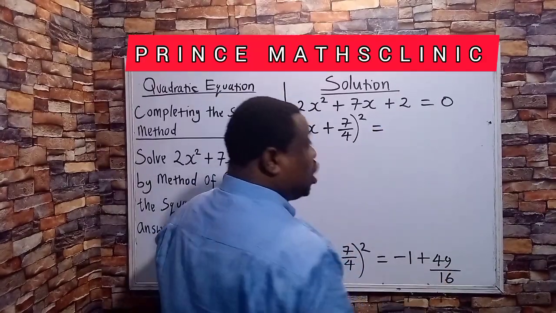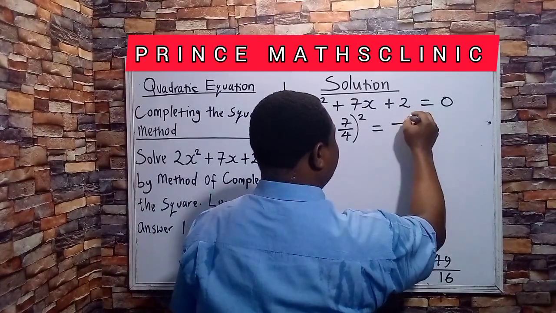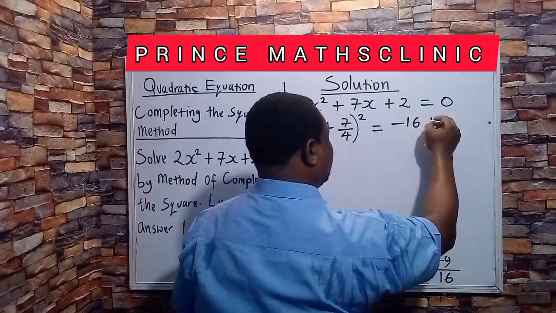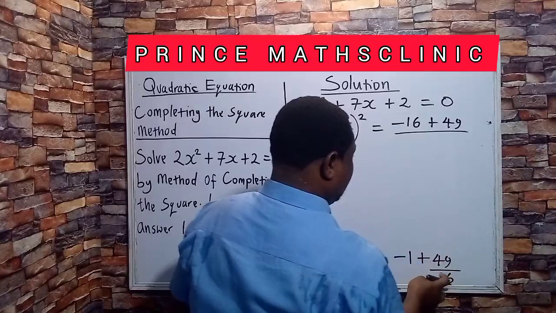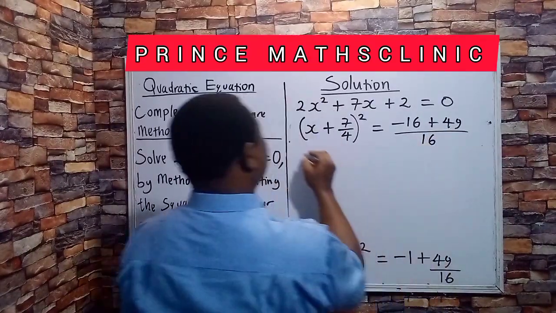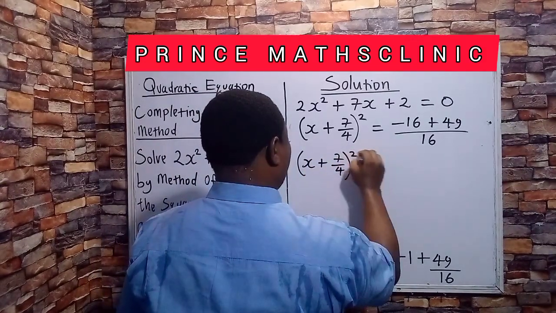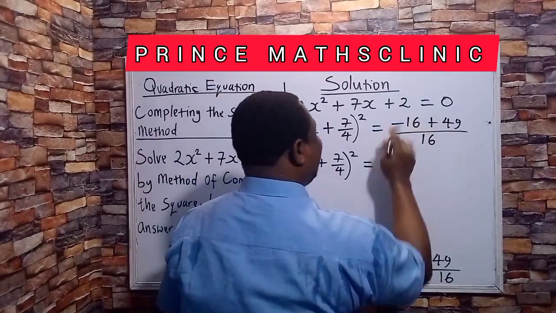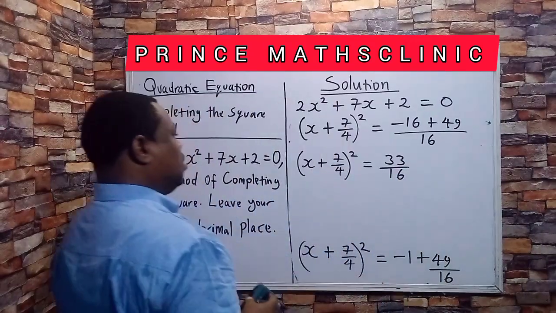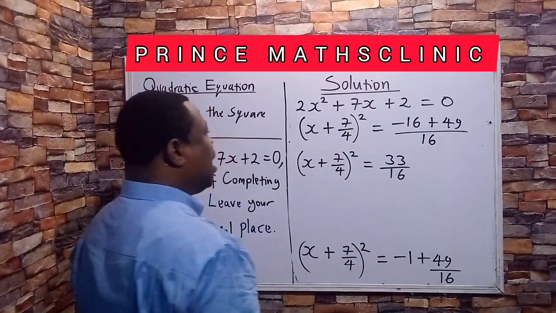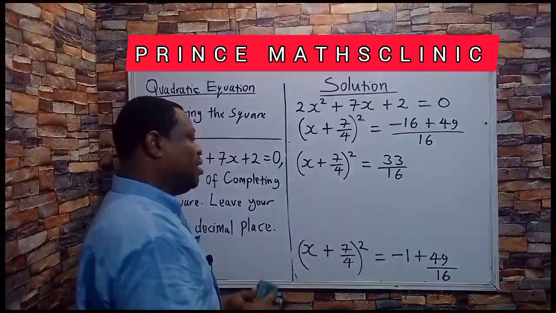Then, using the butterfly method, use the 16 to multiply negative 1. You get negative 16. Then plus 1 times 49 gives you 49. Everything, 16 times 1 gives you what? 16. So this becomes x plus 7 over 4 squared equal to, so 49 minus 16 gives you 33, then over 16. So the next thing to do now is to take the square root of both sides. That's the next thing to do. You take the square root of both sides.